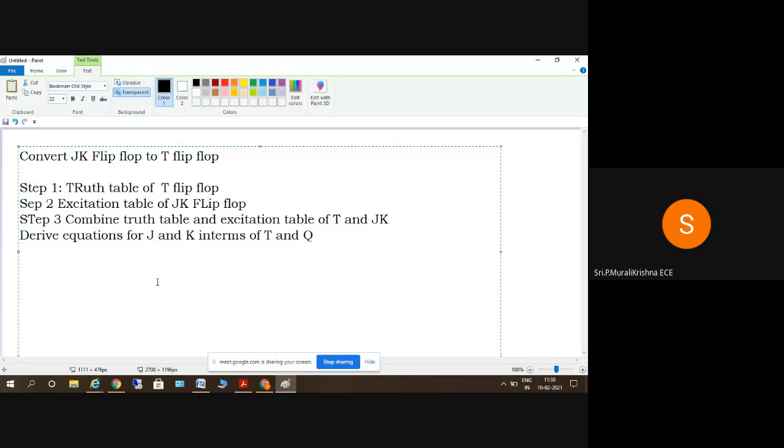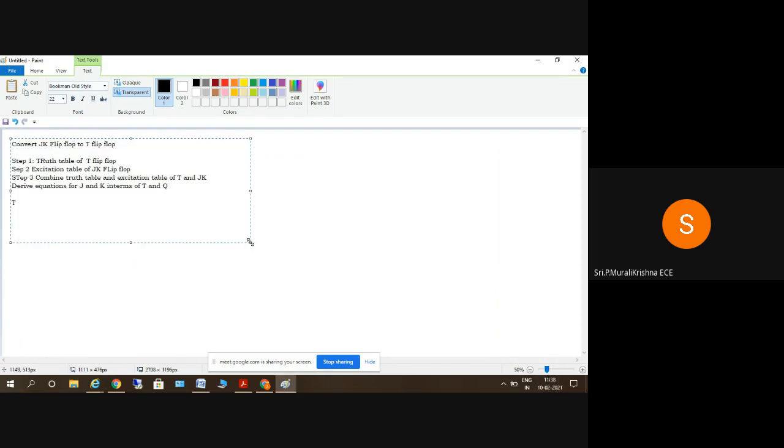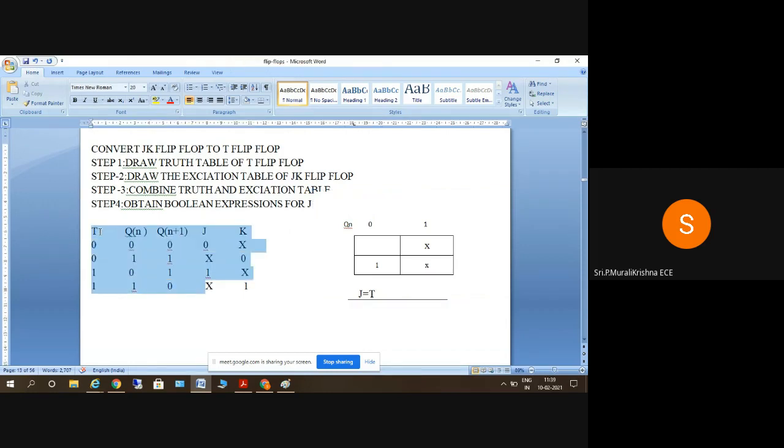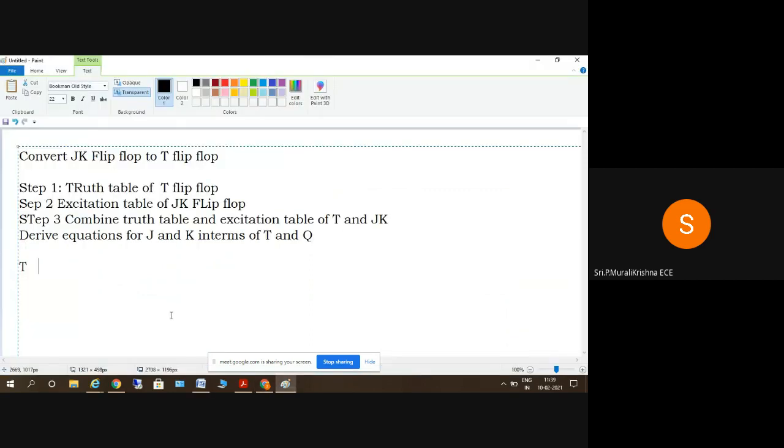First of all, we have to draw the truth table of the T flip-flop. What we need here is the elaborated truth table, with T, Q of n, and based on this we write the values of Q of n plus 1. I told you the simple truth table, but I need the elaborated one here.